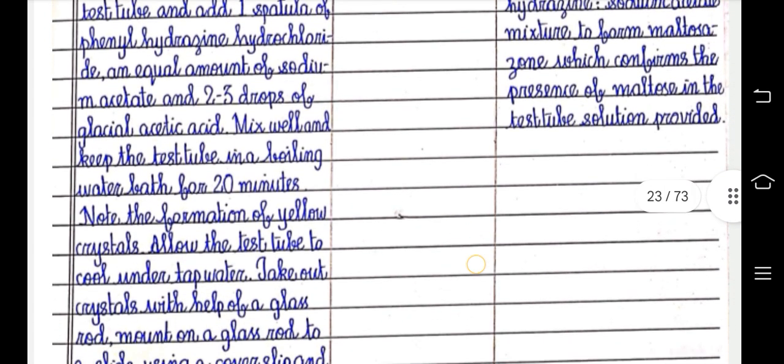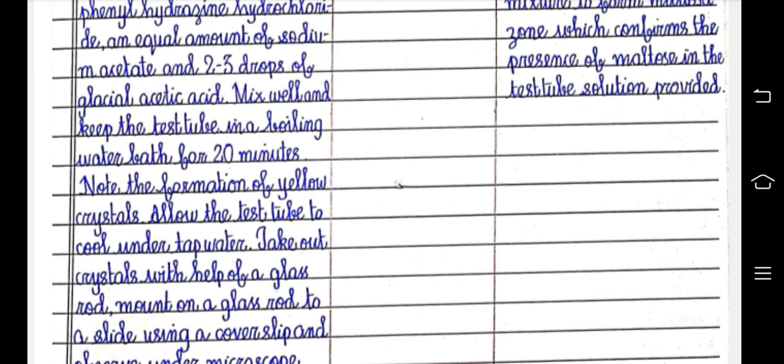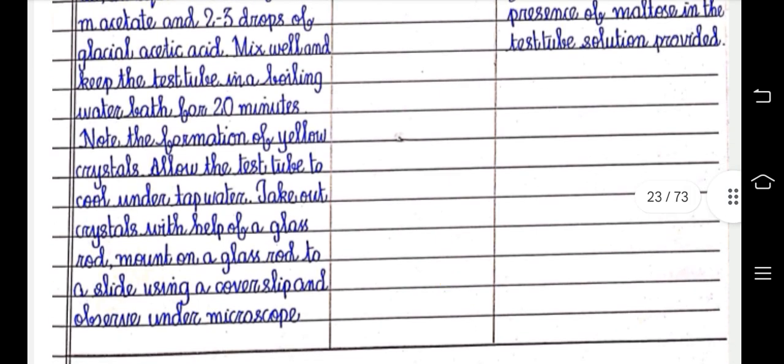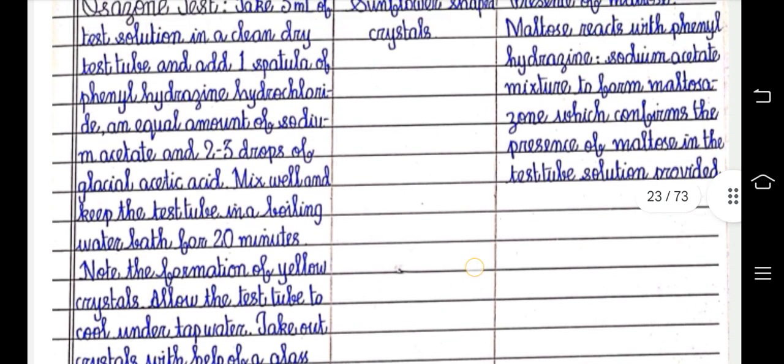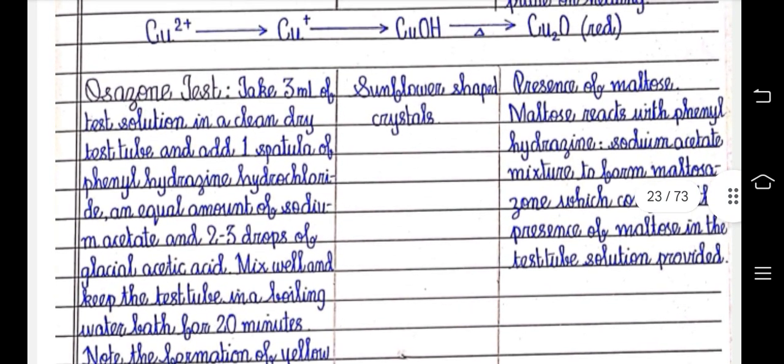Allow the test tube to cool under tap water. Take out crystals with the help of a glass rod. Mount on a glass slide using a cover slip and observe under the microscope. We could see sunflower shaped crystals.